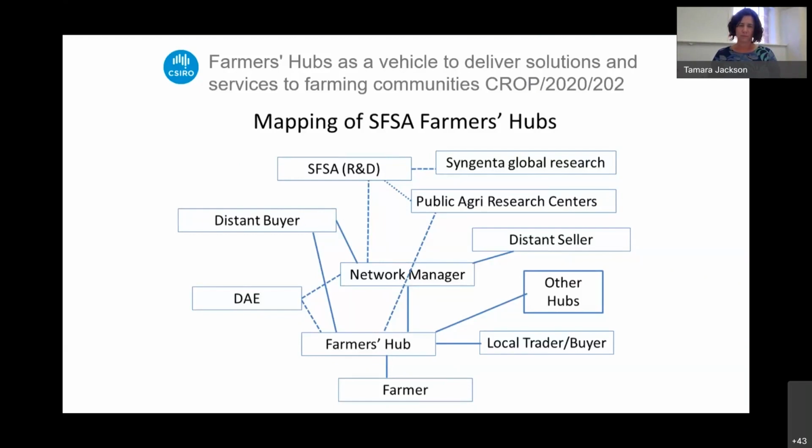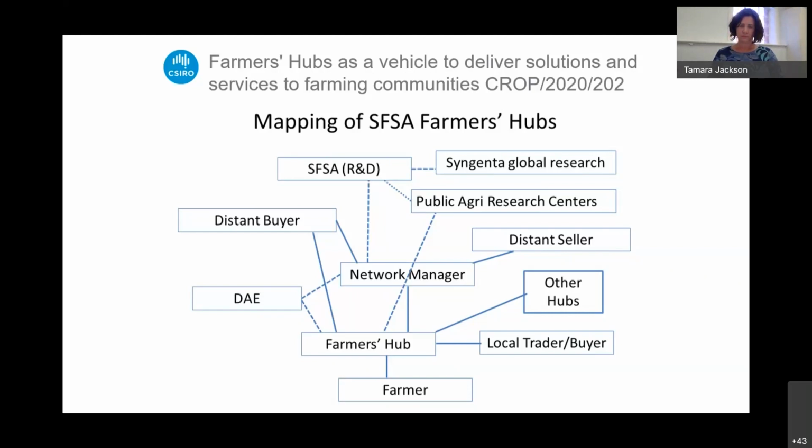What these Farmers Hubs are supposed to do is provide a one-stop commercial service platform for smallholder farmers in Bangladesh, and they create access or provide access to various agricultural inputs, services like seedlings and farm machinery, linkages to markets, and access to information and knowledge about cultivation.